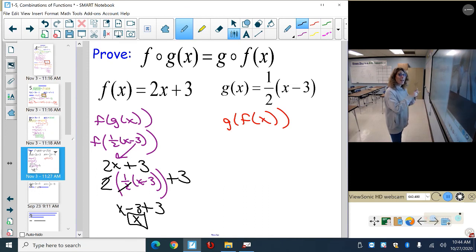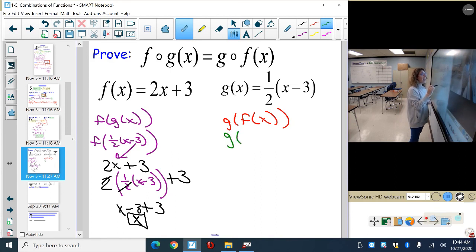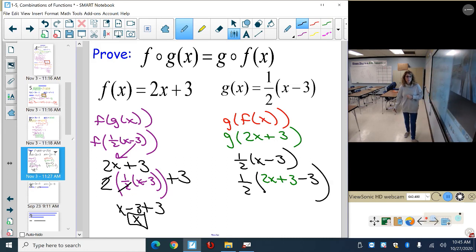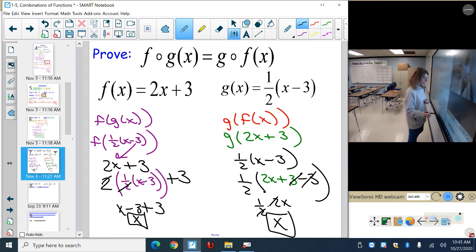Now I have to prove that g of f of x is equal to x. So that means I'm going to be doing g at, well, what is f of x? 2x plus 3. So my g function is 1/2 x minus 3. So that's going to be 1/2 times 2x plus 3 minus 3 close parentheses. The 3's cancel out and you're left with 1/2 times 2x. The 2's cancel out, so you're left with x.